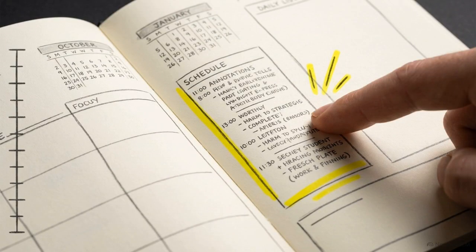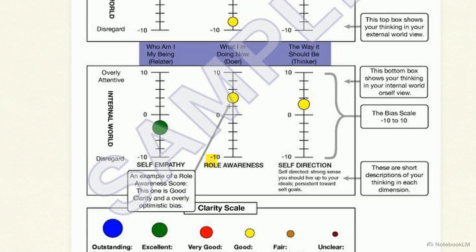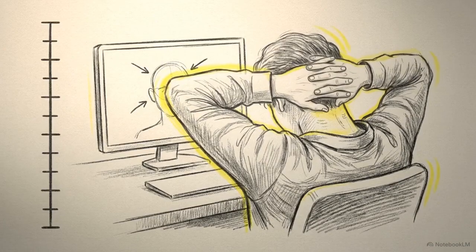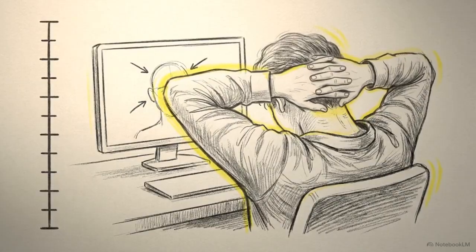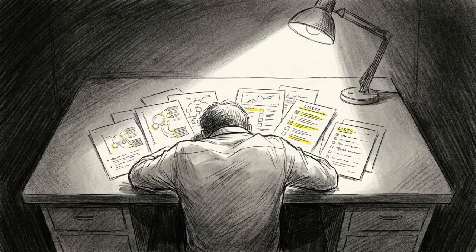Step 3 requires us to evaluate your role awareness to locate any hidden friction in your daily routine. Look closely at the role awareness axis located in the center of the bottom internal world section. If you have a negative bias here, it means you frequently feel your efforts are never quite good enough. Pushing through this kind of structural misalignment on a daily basis leads directly to burnout.